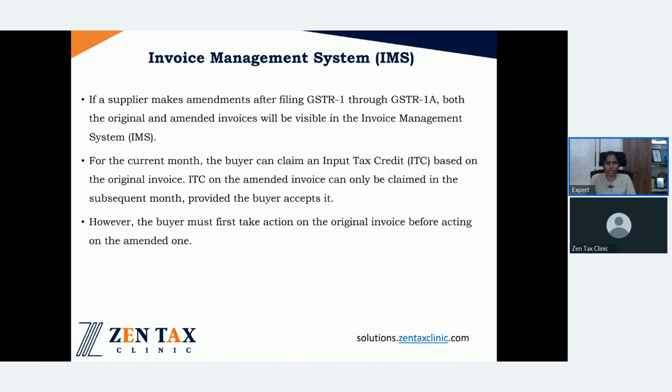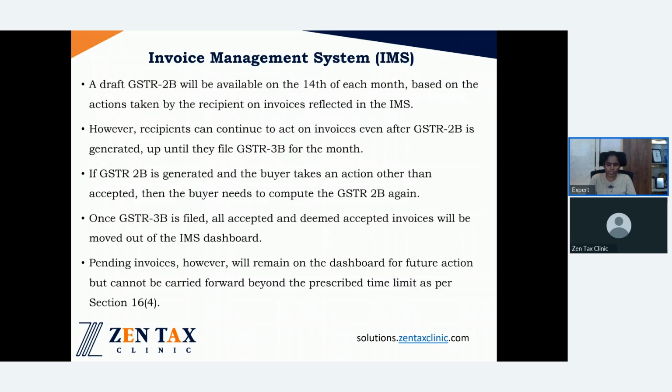So this is all about the invoice management system. Also, how does the recipient know which invoices have been reflected and which have not? A draft GSTR 2B will be available on the 14th of each month based on the actions taken in the IMS dashboard. Once the draft GSTR 2B is available, does it mean that they cannot act on any invoices anymore? They can act on any invoices. That is, they can accept, reject, or move to pending till the recipient files their own 3B for the month.